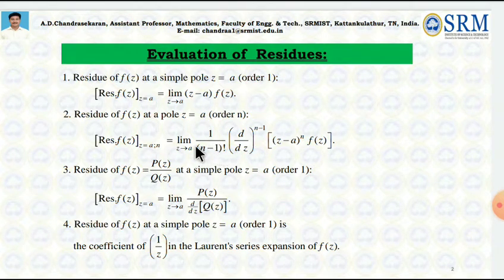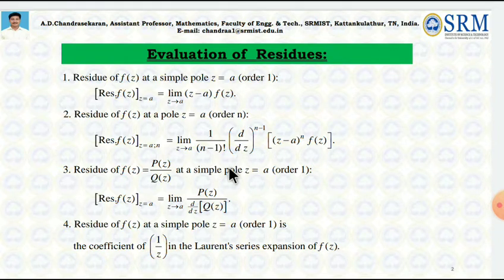Suppose I substitute n equal to 1, which gives the first formula. If n equal to 1, what happens? 1 minus 1 is 0, and 0 factorial is 1, so 1 by 1 is 1. The power is also 0, so there is no differentiation. So for n equal to 1, we get z minus a into f of z, which is the first formula.